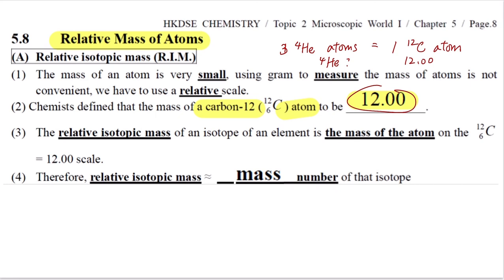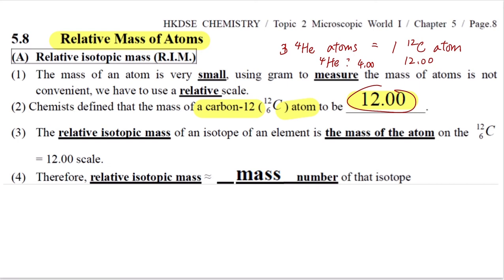So 3 helium 4 atoms equal 1 carbon 12 atom. If they measure like this, we compare. Then how about helium 4? What's the mass of it? This is 12.00. Then this is 4.00. That means we compare.